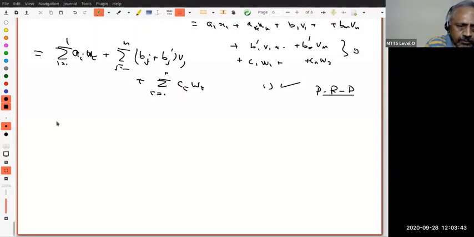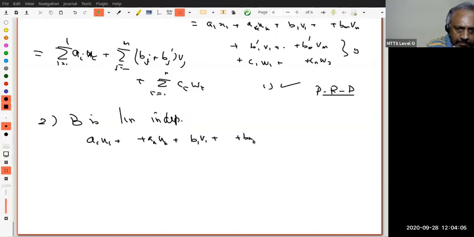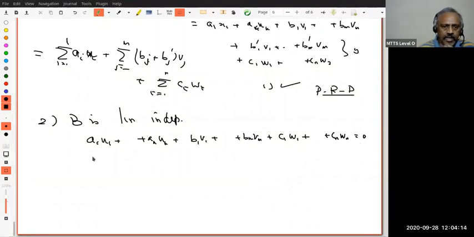Next, I want to prove the set B is linearly independent. So what does that mean? I will write a1 u1 plus ... plus ak uk plus b1 v1 plus ... plus bm vm plus c1 w1 plus ... plus cn wn equal to 0. Suppose this happens. Then what I have to prove is that all the a's, all the b's and all the c's are 0. Then that will follow, and B will be linearly independent.